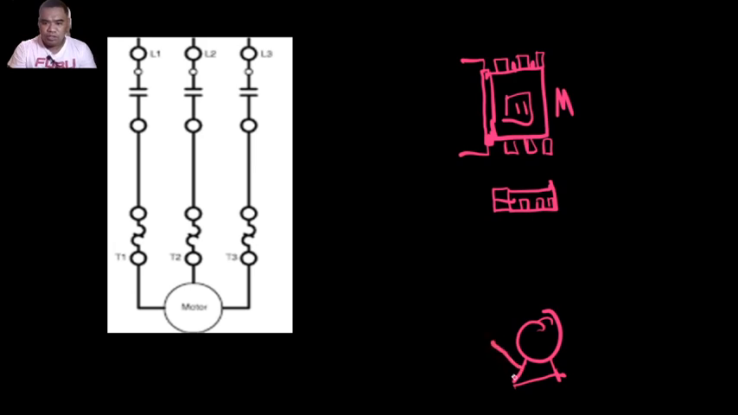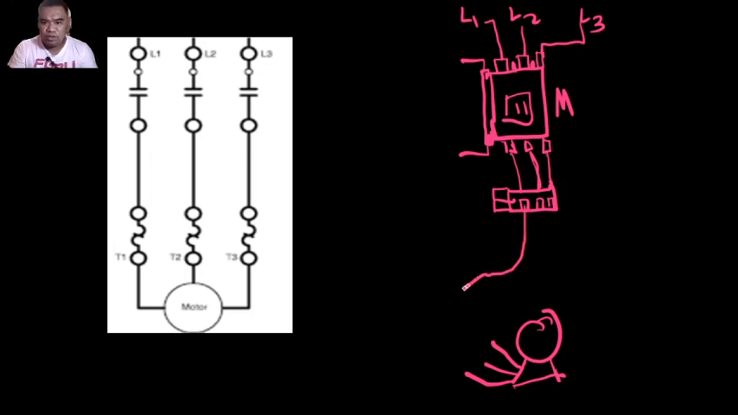Okay, the motor has three wires, three leads, so just connect this one over here. Then we have here the source, line 1, line 3, and line 2. So we need to connect that one here to the main contacts. Then this will also be connected to our overload relay. Then this will be connected to the leads of the motor. We should have this one straight.